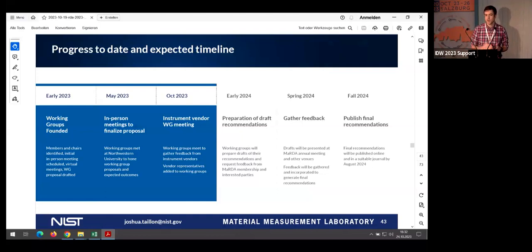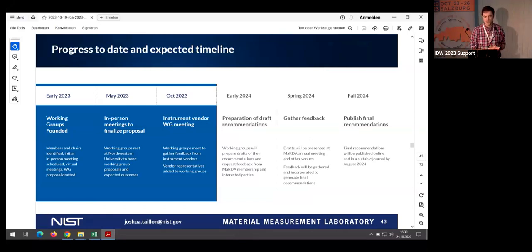So here's just a high-level overview of our progress thus far and our expected timeline. As I mentioned, this is about a 1.5-year effort. The working groups were convened in May of this year. At the beginning of this year, the members were identified and a draft proposal was put together. We had our initial meetings in May. Working groups met at Northwestern University to hammer out the working group proposals and what we expected our outcomes to be. So that's what I've presented to you thus far today.